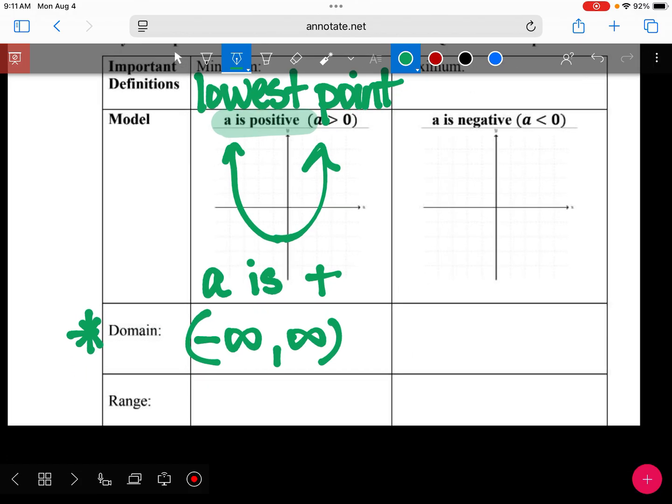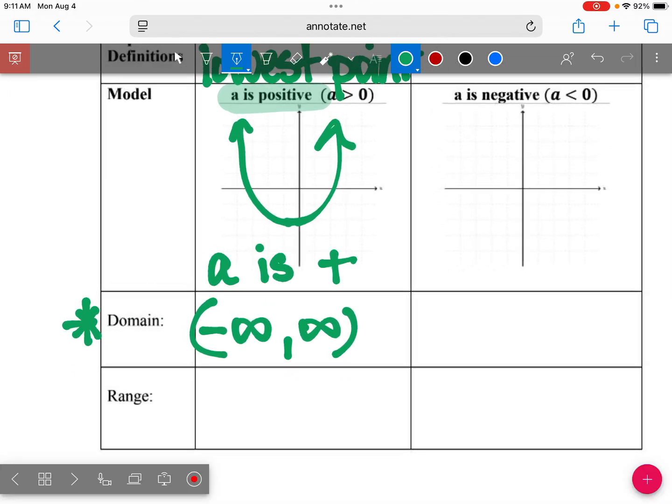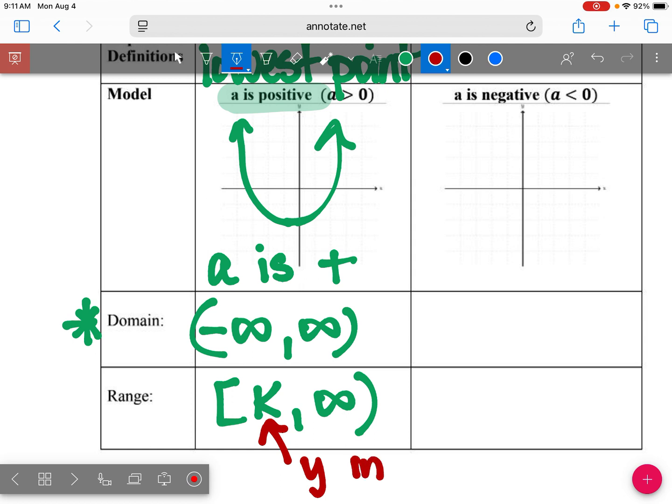The range is going to be some number to infinity. And what that K value is going to represent is the Y in the vertex, which we'll practice finding together in a second.